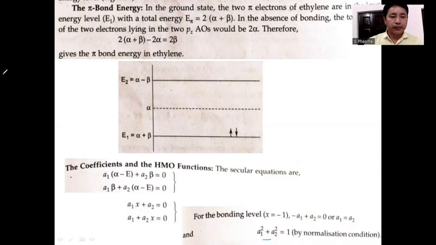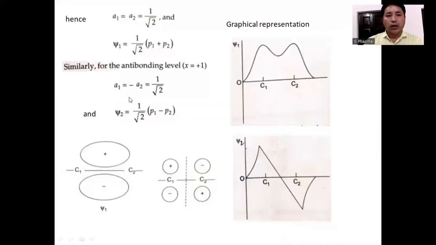Therefore, for the wave functions, the coefficients A1 and A2 are 1 by root over 2. Therefore, the wave function 1 will be 1 by root over 2 P1 plus P2, or we can say 1 by root over 2 P1 plus 1 by root over 2 P2. Now, where are the 2 electrons? The 2 electrons are here, and the other one does not have any. And if you draw this in a graphical representation, we can draw it like this. For this one, since it is minus, it will go to the negative side.